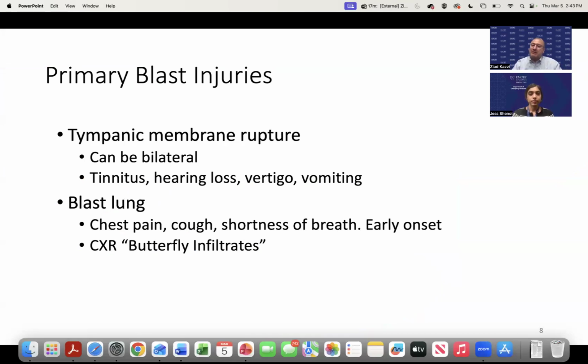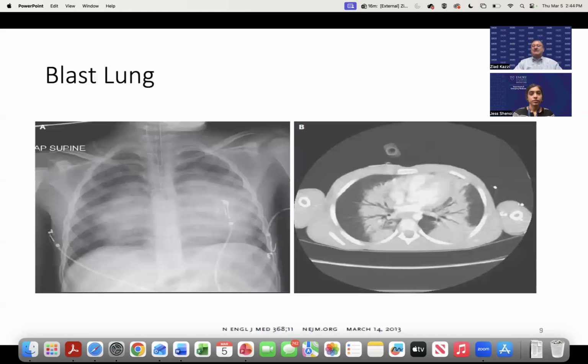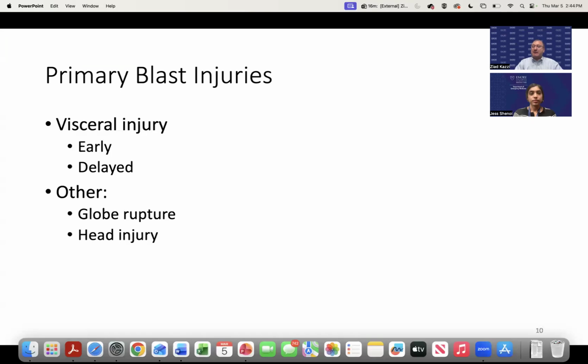The second most common primary blast injury is the blast lung. This is not necessarily a rib fracture. This is a blast wave that goes through the lung, changes the pressures around the lung tissue, leading to inflammation, and it presents with cough, chest pain, shortness of breath. And on chest X-ray, you may see these butterfly-like infiltrates that you see here in this child in Iraq, published in the New England Journal of Medicine, where you see these butterfly infiltrates on X-ray as well as on CT scan. Other types of primary blast injuries include your intestinal tract injuries.